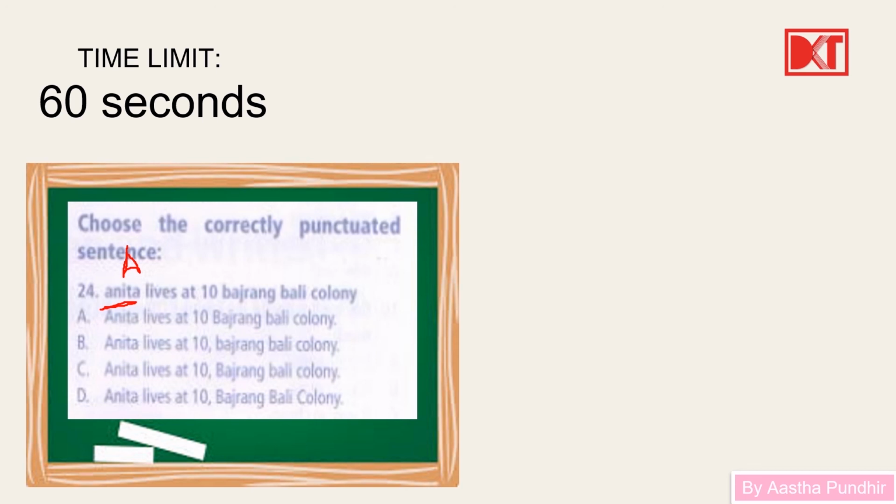Okay. So for the address, we'll have 10, comma, separating the parts of the address. All right. And here, Bajrang Bali Colony is one phrase, one part of the address. So here, Bajrang Bali Colony, the initials will be capital and at the end we'll have a full stop. So here the correct answer is D.